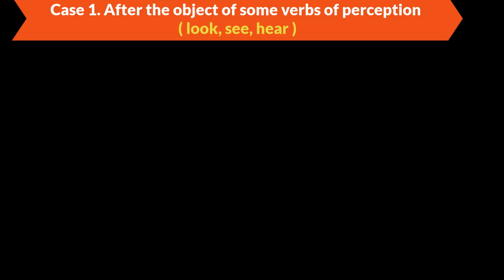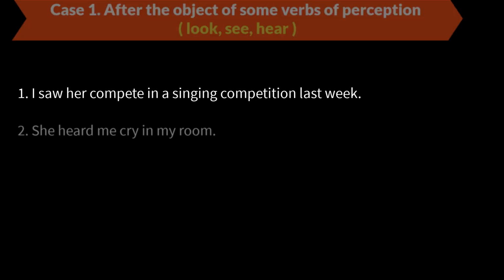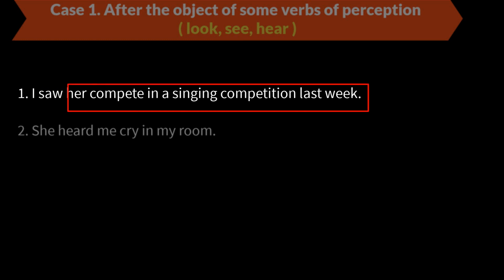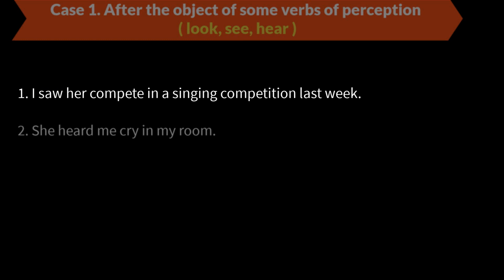Case number one. This is the case where we use zero infinitives after the object of these verbs of perception. Let's take some examples. I saw her compete in a singing competition last week. What is the zero infinitive here? Is it difficult to find out? Okay, let's just find out the action verb here. What is the main verb? Saw, right? I is the subject, saw is the main verb. I saw what? I saw her compete in a singing competition last week. So compete is working as a zero infinitive, modifying the object her. It's giving more information about it.